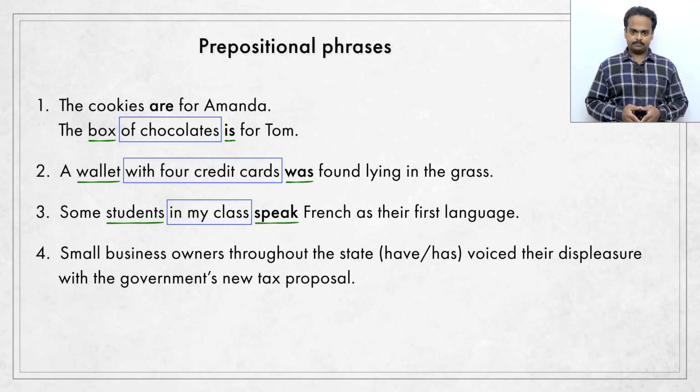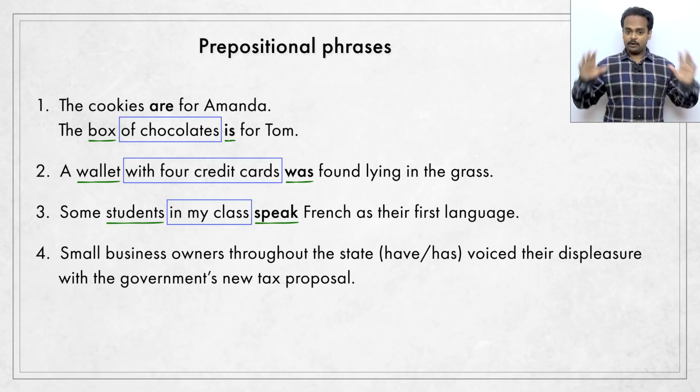Here's one last example. Small business owners throughout the state have or has voiced their displeasure with the government's new tax proposal. Okay, let me explain this one a little bit. Small business owners means people who own shops, restaurants, or other companies that are small. Throughout the state means not just in one place, but in every place across the state. To voice your displeasure is a common expression. It means you're not happy with something. Displeasure is the opposite of pleasure. To voice your displeasure is to express your disappointment or dissatisfaction.